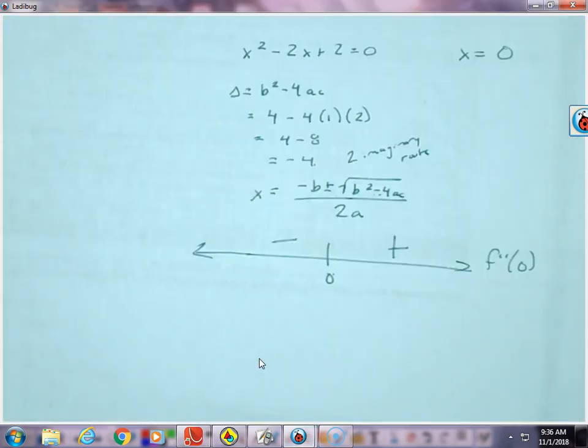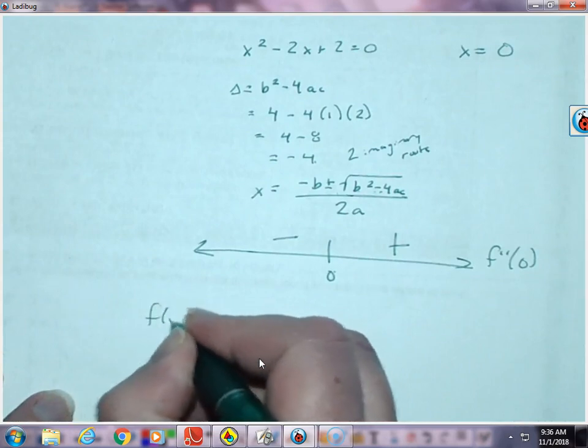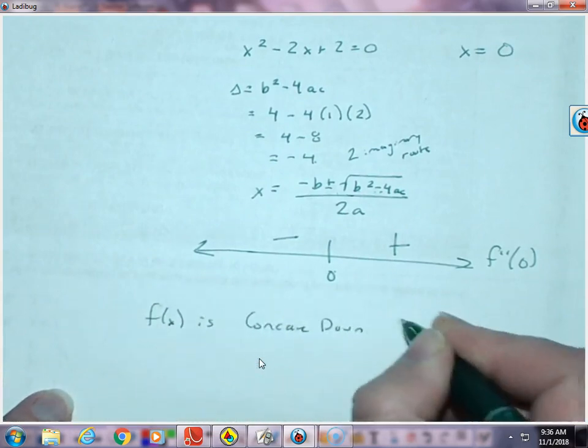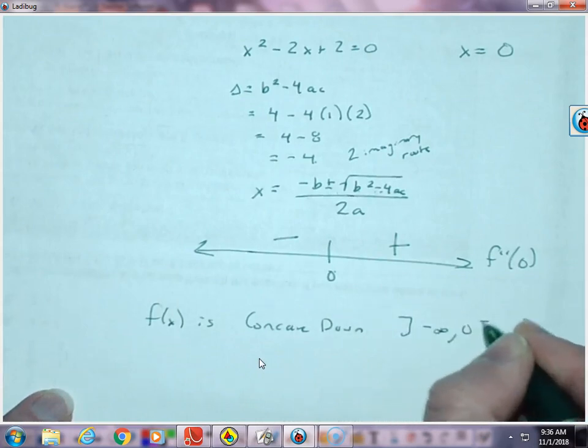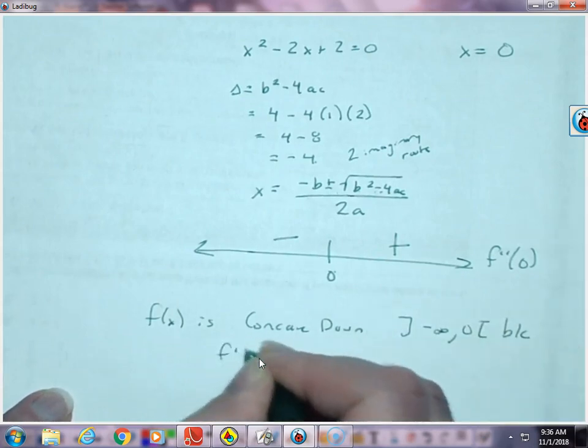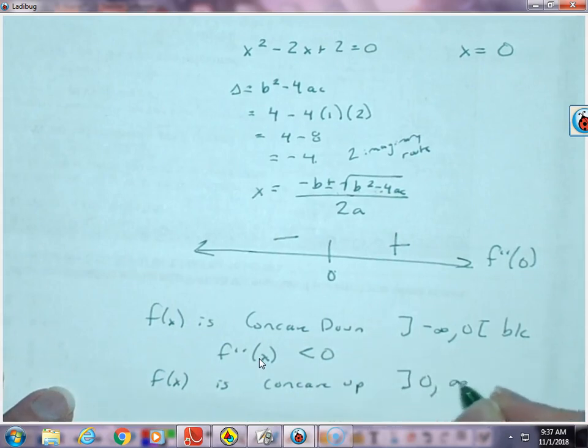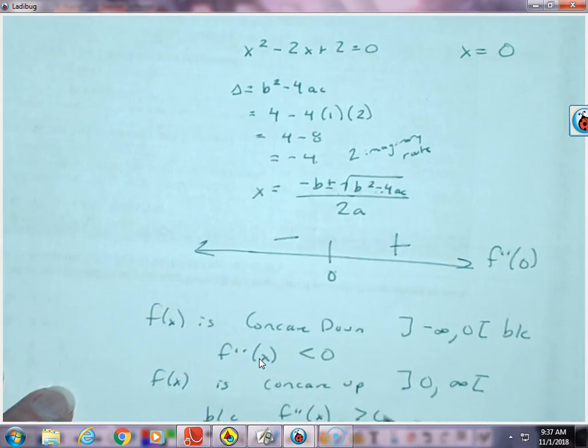Okay, and so this asks us where it is concave up and where it is concave down. So I'm going to say f of x is concave down from negative infinity to 0 because f double prime of x is less than 0, and f of x is concave up from 0 to infinity because f double prime of x is greater than 0.